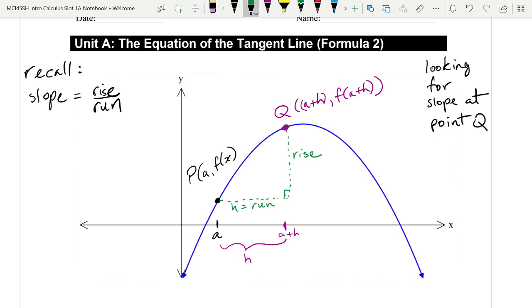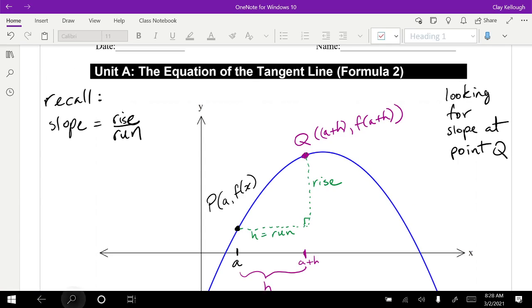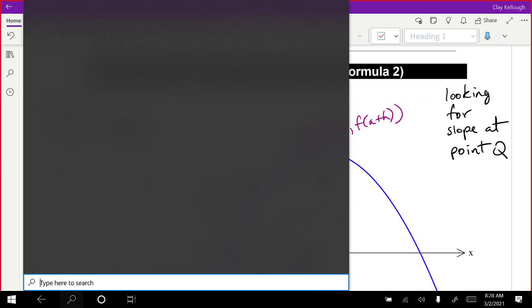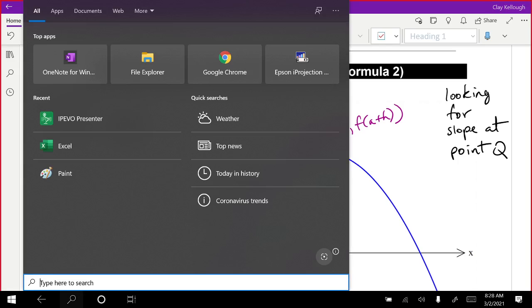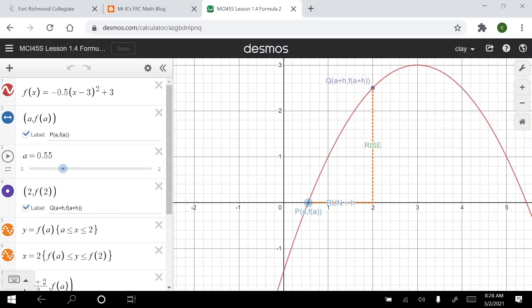And this can lead us to an alternate formula. Now again, the basic mechanics of what I'm doing is still the same as it was for Formula 1. Let me go back over to Desmos here and show you what I mean by that. So the basic mechanics are still the same. This is my Desmos version of your picture here. And that is, I'm taking point P and I'm moving it ever closer to Q. So what's happening is I'm shrinking the rise over run.